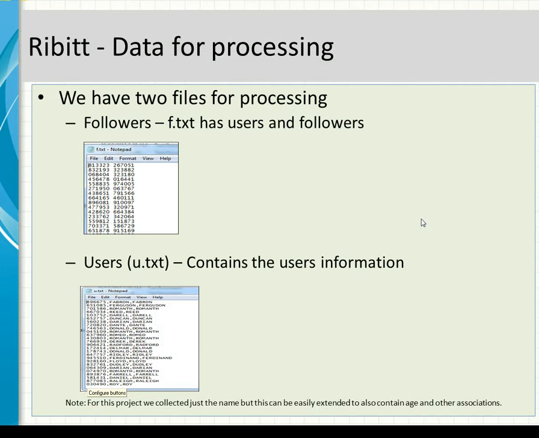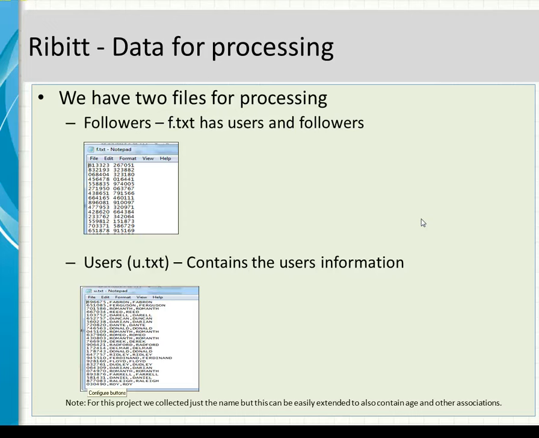Coming back to my project, we have mined two pieces of information. One is the follower information, which has one user following another user, and these are basically a list of numbers separated by a space or a tab. Then there is a second list which has the user information, and in this particular case we are capturing the user ID and the user first name, but ideally you can capture a wide variety of information about the user, including age, their geographic location and such.